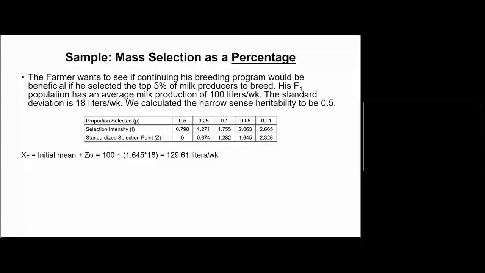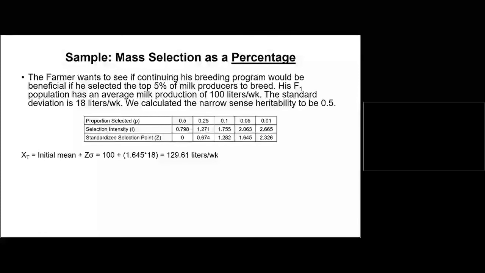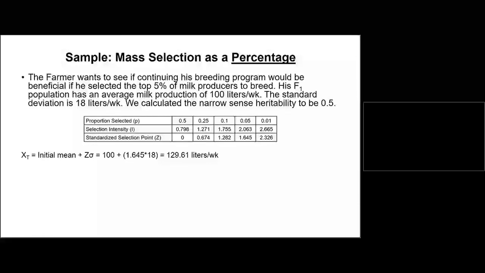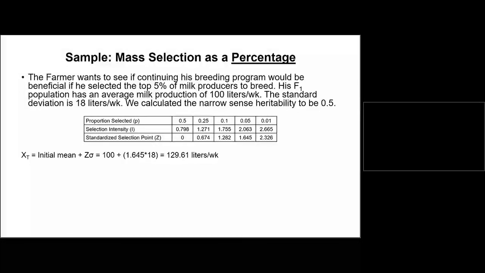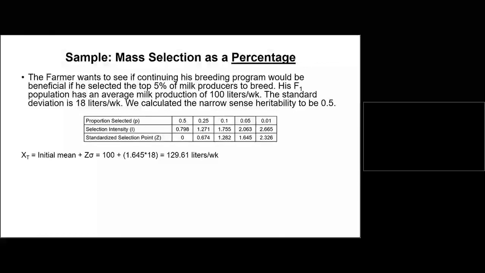Z comes from the table. How do we know which column of the table to use? The proportion selected. He's selecting 5%, so we're going to use this column of the table here. Our Z is going to be 1.645. So the truncation point is 100 plus 1.645 times 18, which is 129.61. So he's going to take every cow that produces 129.6 liters per week or more and use them to breed.